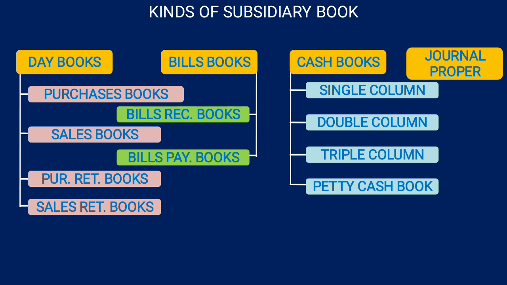So in today's lecture we will discuss the preparation of the purchase book. First, day books. What is a day book? A day book is a book where we record transactions day-wise, but we record only the credit transactions, the non-cash transactions. For cash transactions we have the cash book. That's why we record all the non-cash transactions in the day books. We have different day books that we are going to discuss.